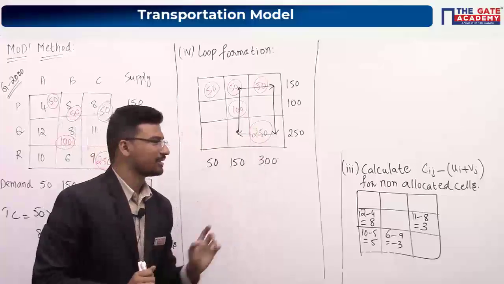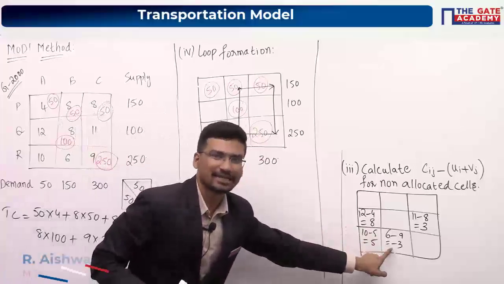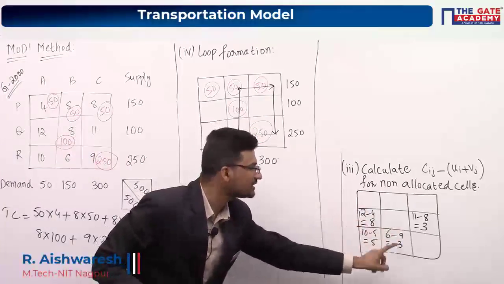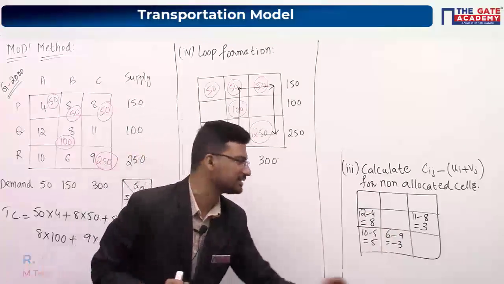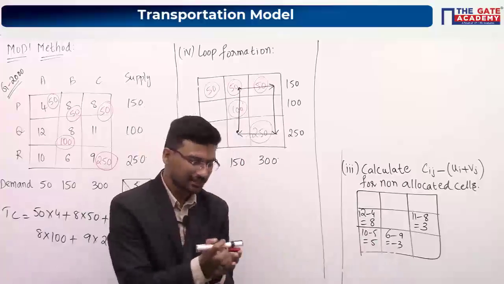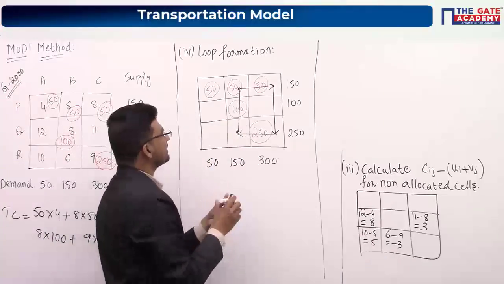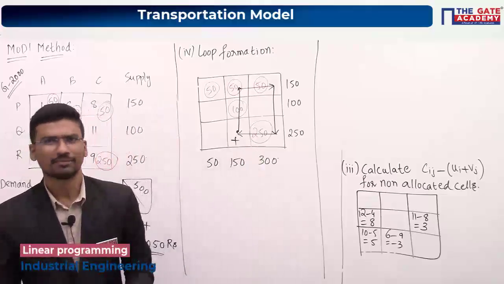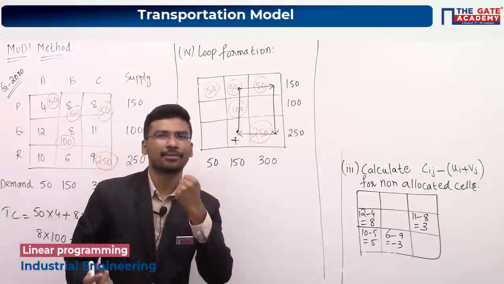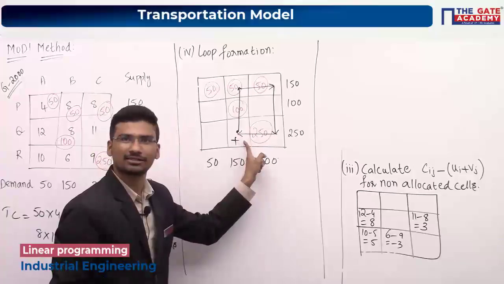What was our aim? What I have told you is that this negative cell indicates that we can do some allocation in this particular cell. That means you have to add some number of units in this particular cell, right? I am just taking this symbol plus. That means I have to add some number of units in this particular cell.